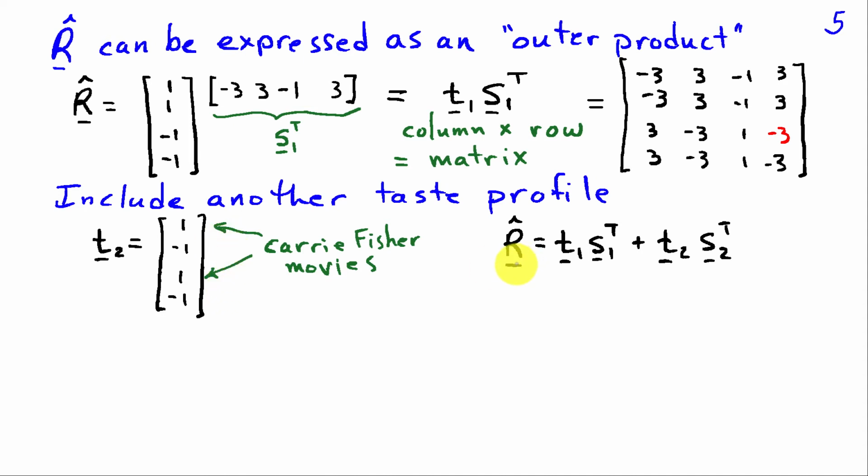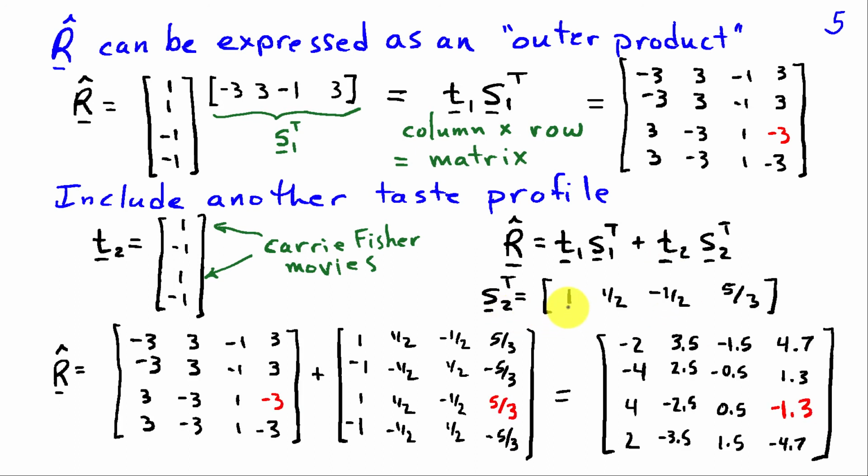We can approximate our ratings matrix now as the sum of the sci-fi romantic comedy taste plus the Carrie Fisher, not Carrie Fisher taste. So here we have a sum of two outer products. We have the outer product. This is a column involving T1 times a row involving S1, the weights associated with the first taste, plus a column T2 times a row vector S2 transpose that involves the weights associated with Carrie Fisher taste.